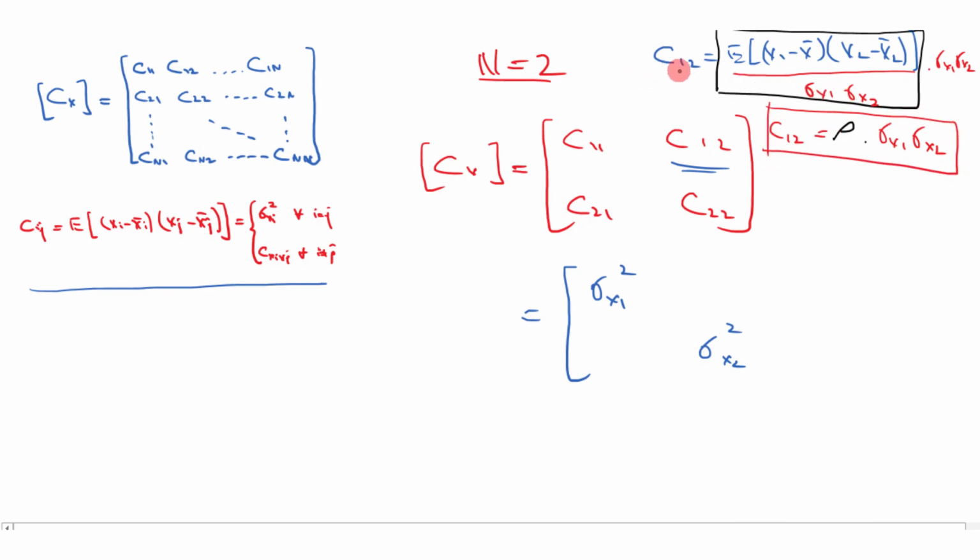Let me repeat, this covariance between random variables x1 and x2 is defined as expectation of x1 minus x1 bar into x2 minus x2 bar. I am multiplying and dividing this term with sigma x1 and sigma x2. So this whole term is known as the correlation coefficient, whereas the sigma x1 and sigma x2 are given here. So the C12 is equal to rho sigma x1 sigma x2. Similarly, you can write here rho sigma x2 sigma x1. This is the covariance matrix for jointly Gaussian random variables for n is equal to 2.